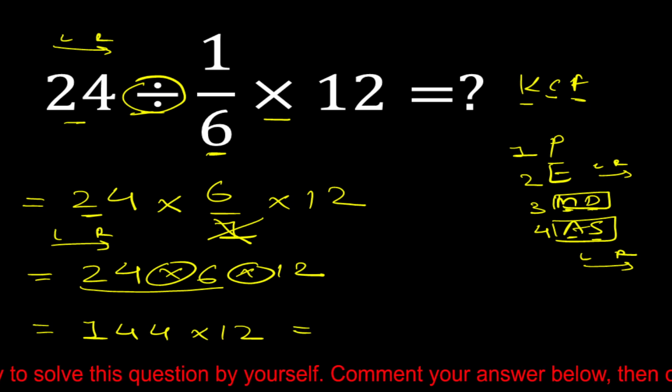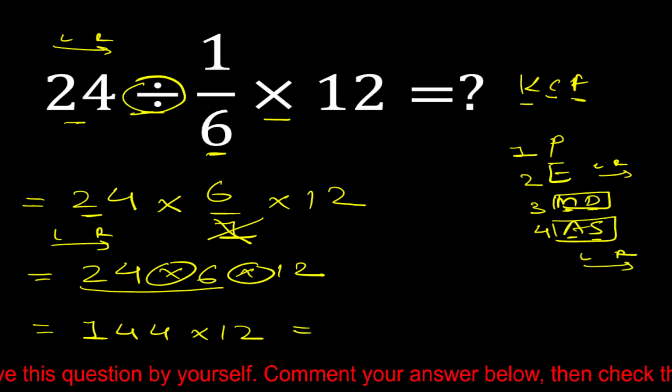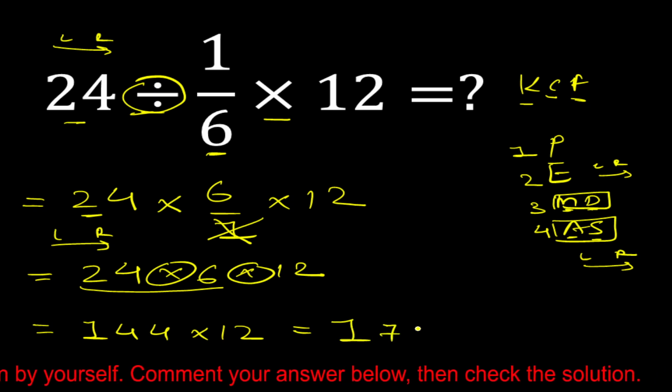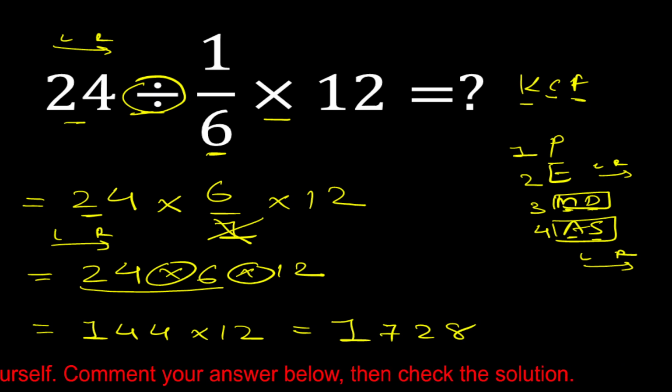Now 144 multiply 12 is equal to 1728. So the correct answer is 1728.